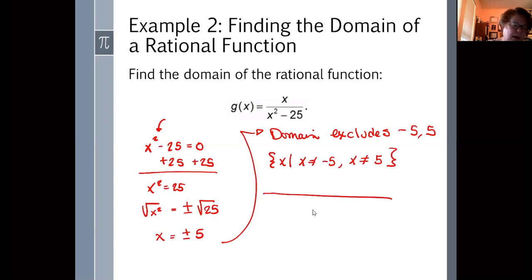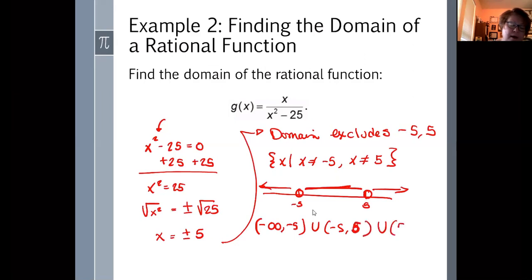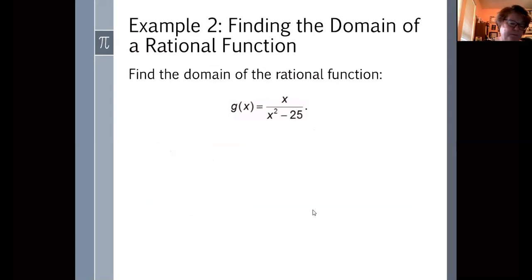So the graph would look like this. At -5, we'd have a hole. At +5, we'd have a hole, but we could have everything else. We just can't have those two numbers. So we'd have from -infinity to -5, from -5 to +5, sorry about that, and we'd have from 5 to infinity. All right, so let's look at one more example.